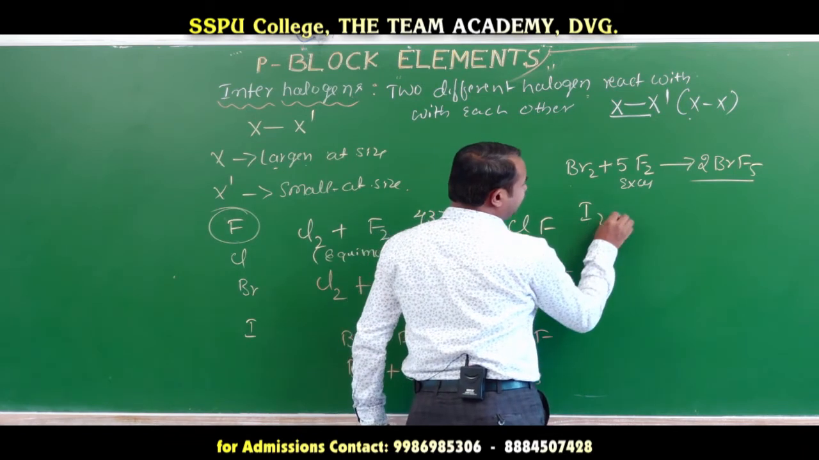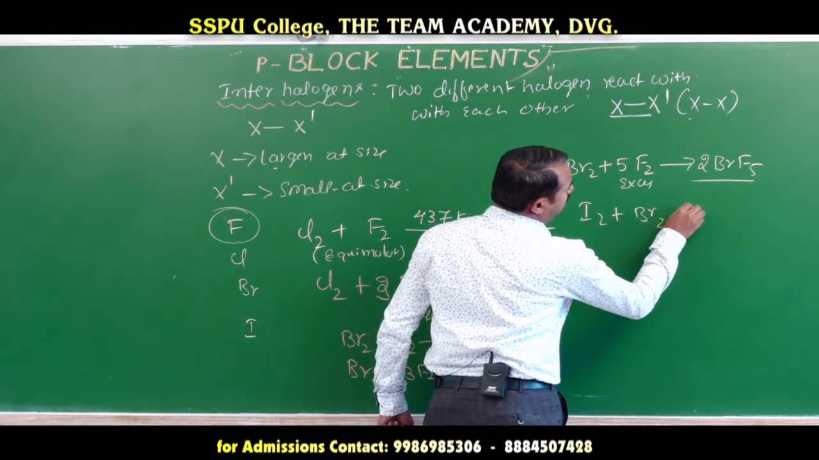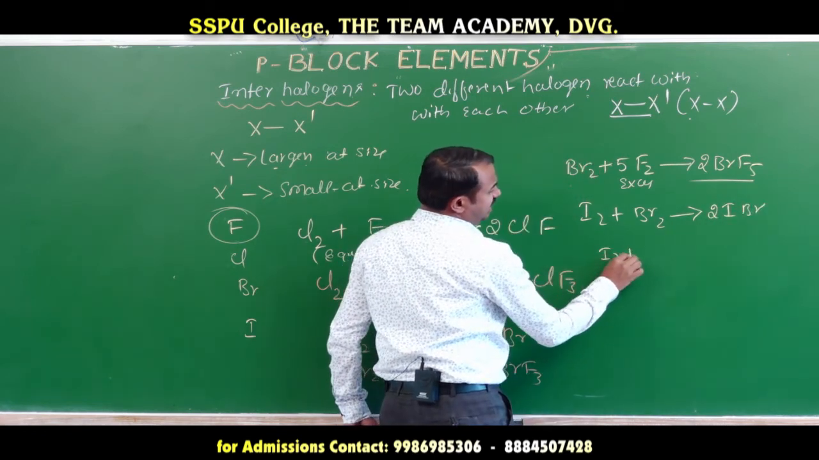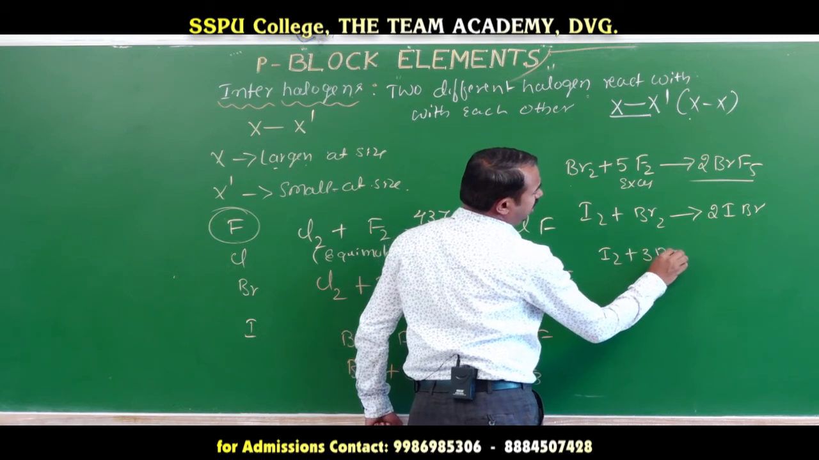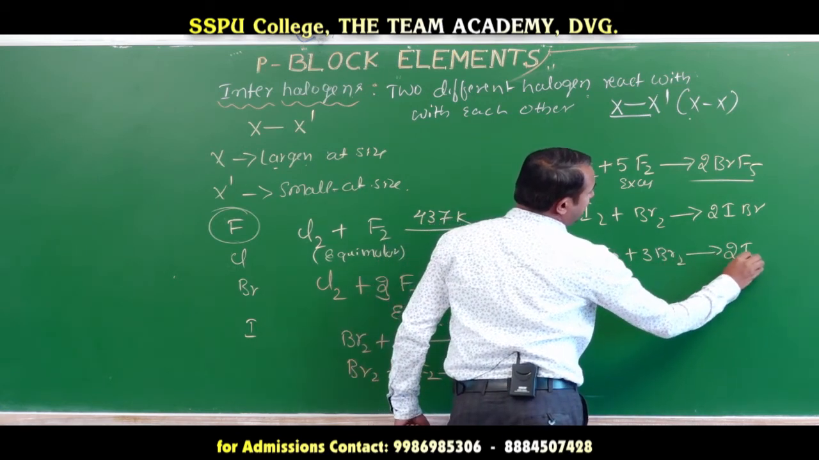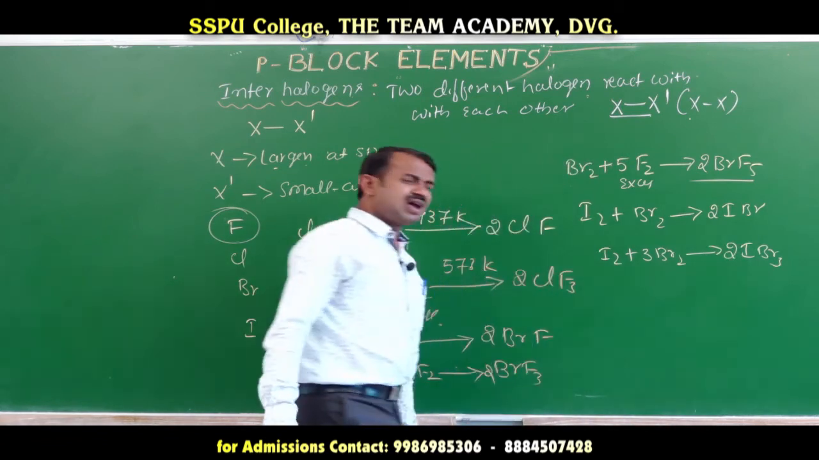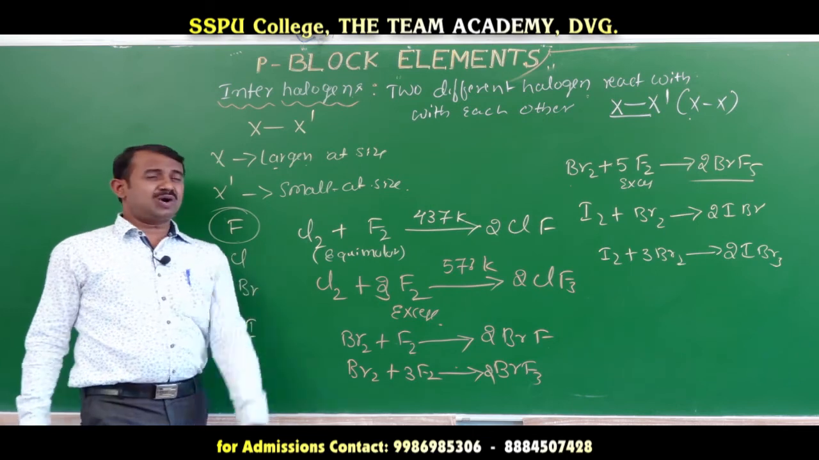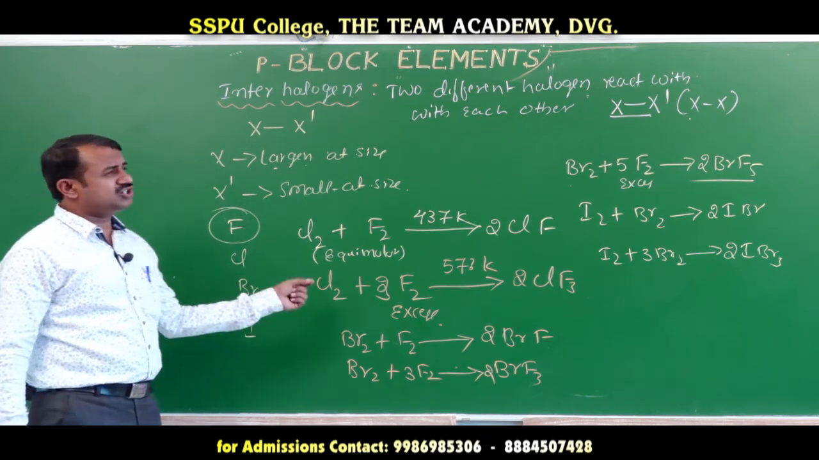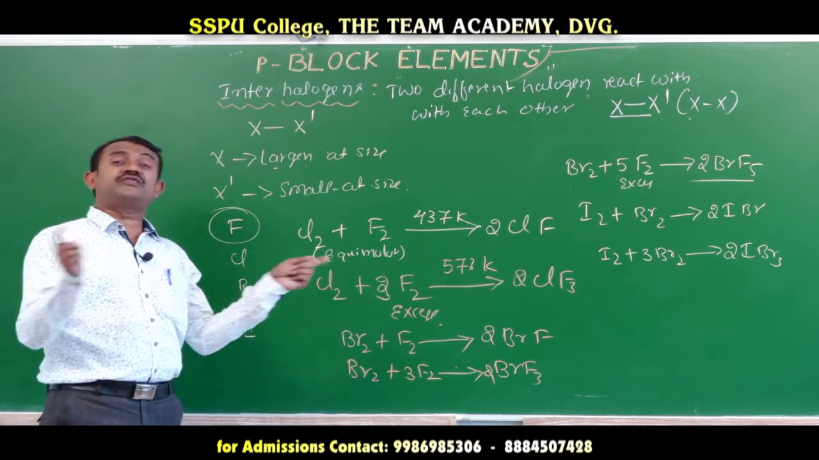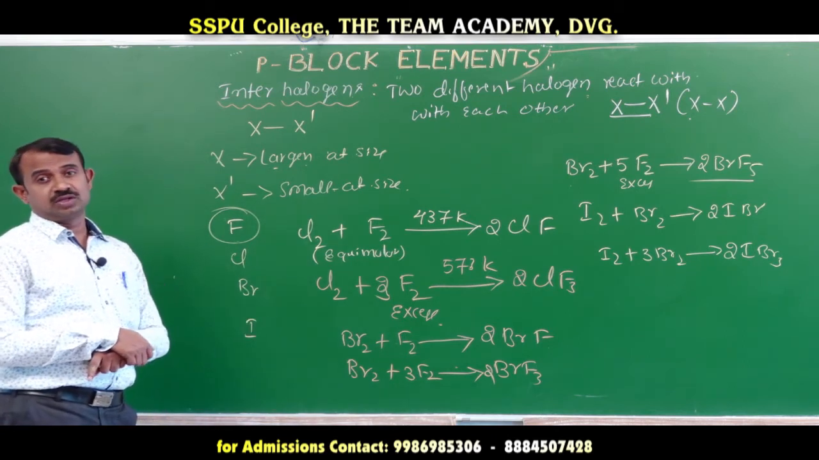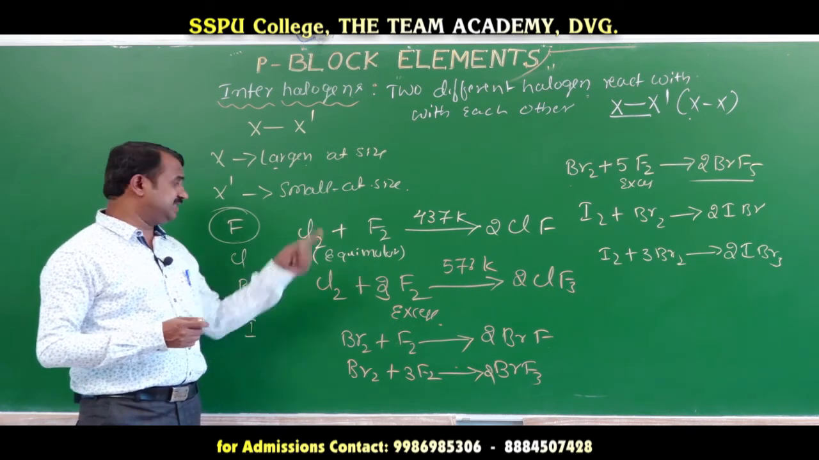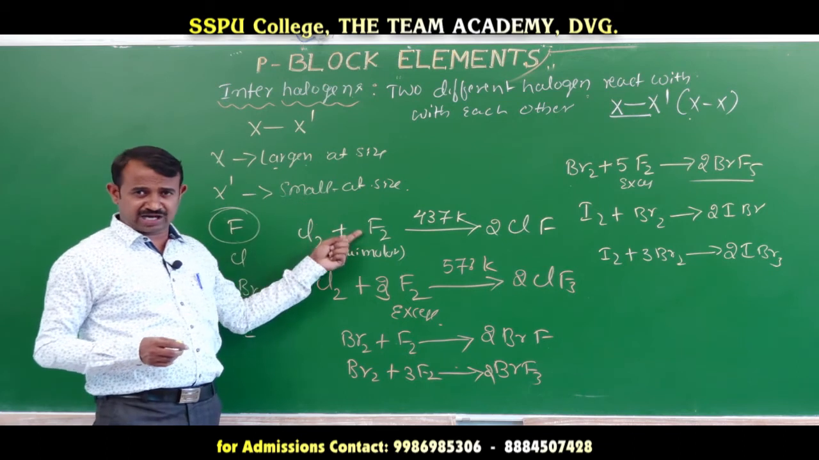Or iodine reacts with equimolar Br2 to form 2IBr. Iodine reacts with 3 molecules of Br2 to form 2IBr3. These are all interhalogens. The question is, what are interhalogens? When one halogen reacts with another halogen, or 2 different halogens react with each other, they form interhalogens. These are examples of interhalogens.